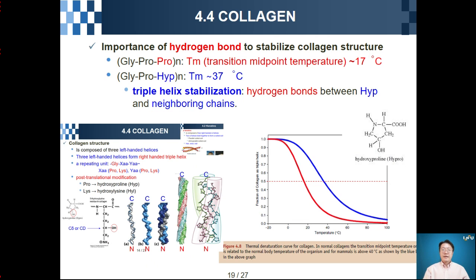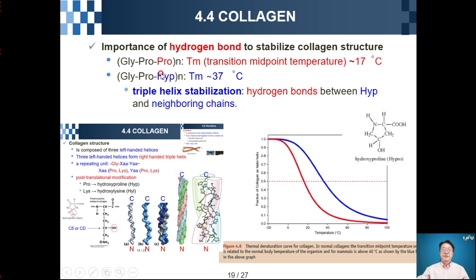So in this slide, I will explain the importance of hydrogen bonding. The importance of hydrogen bonding is to stabilize the collagen structure. So this experiment, we did it like this.